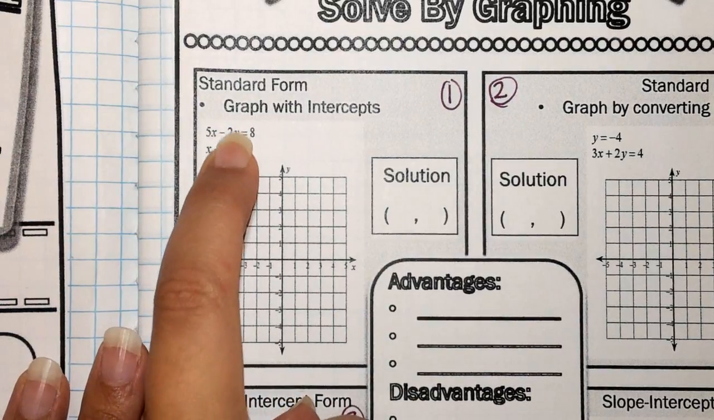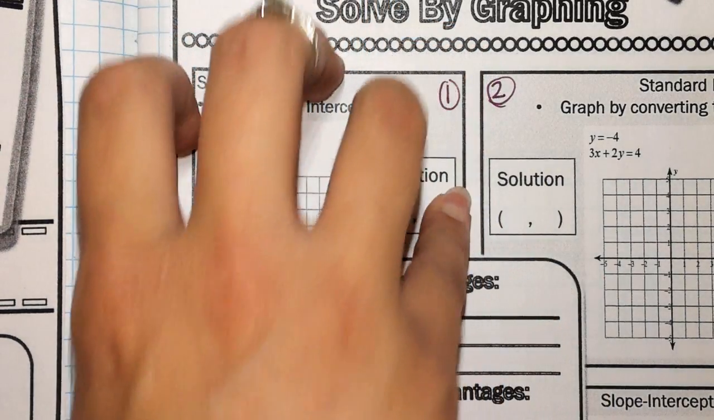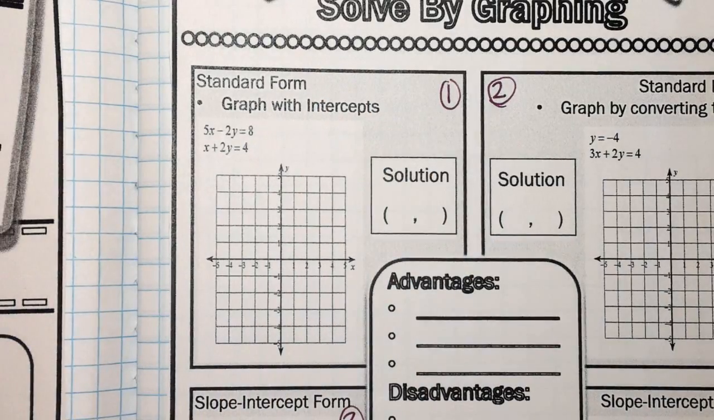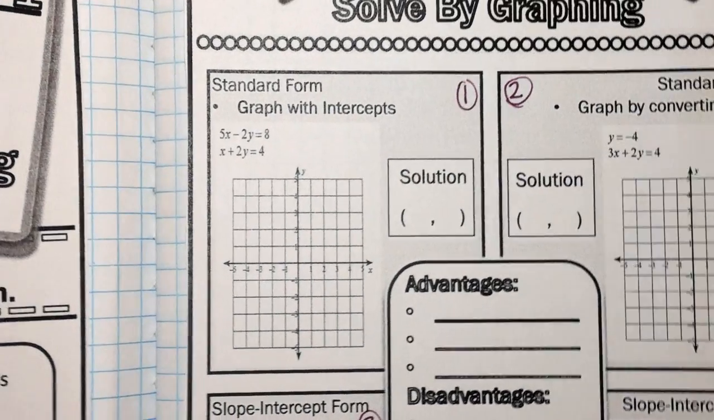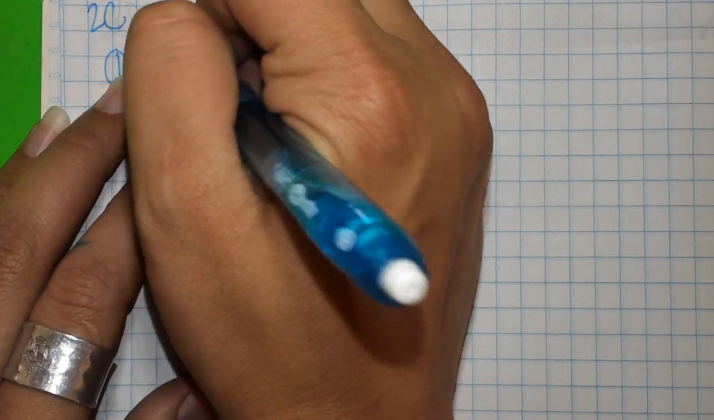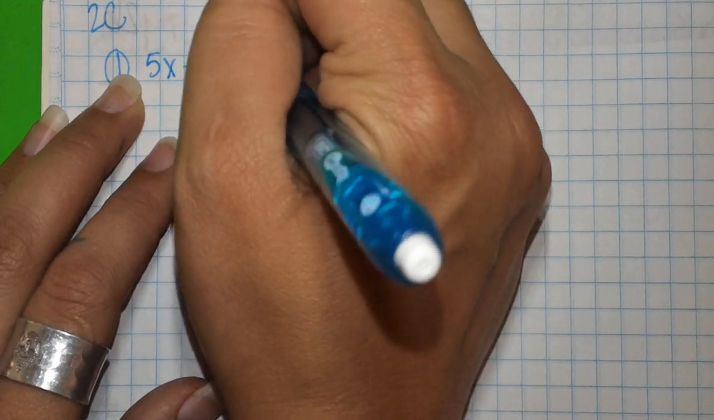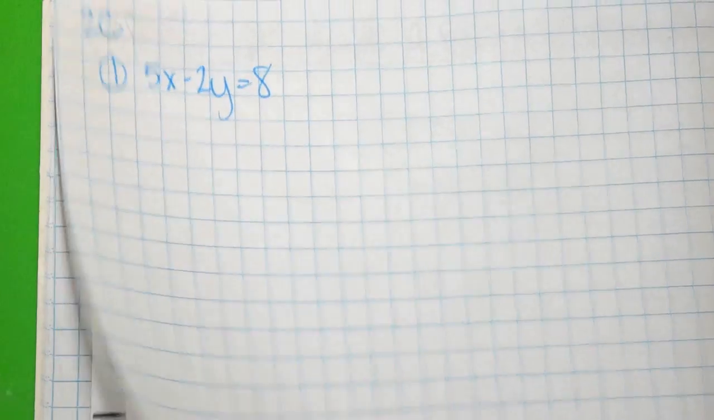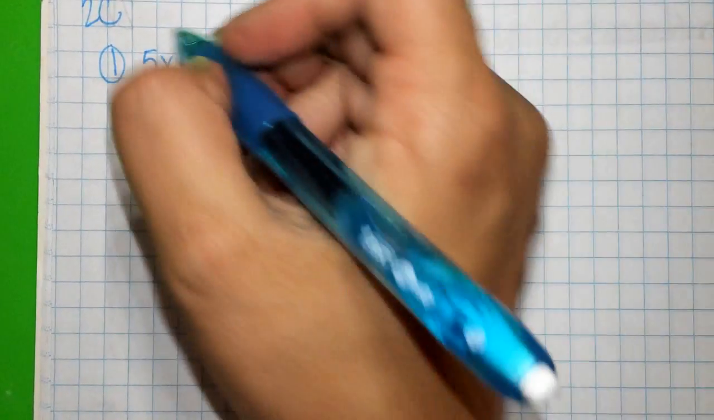So since we don't have enough room in this little bitty square to do number 1 together, I want us to turn to the back. We're going to call it 2C, and we're going to write number 1. So it gives us our system in standard form. 5x minus 2y equals 8. And the other equation is x plus 2y equals 4.